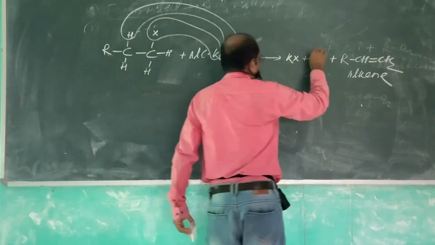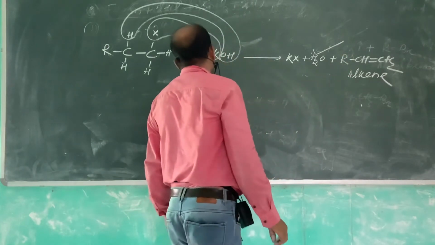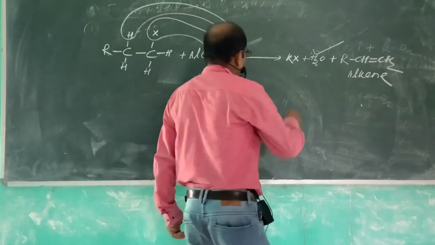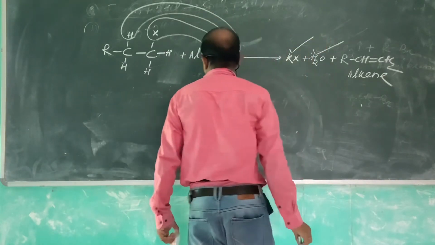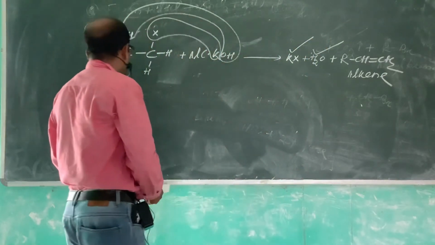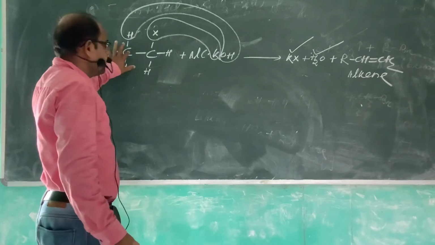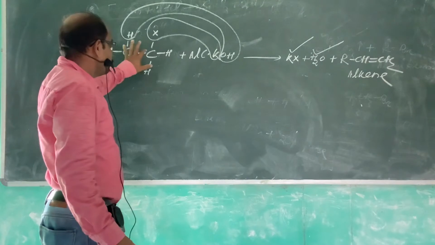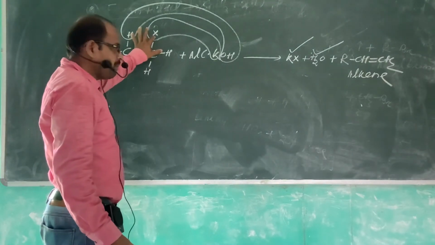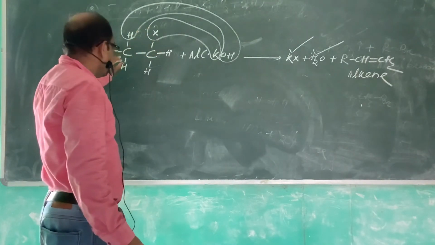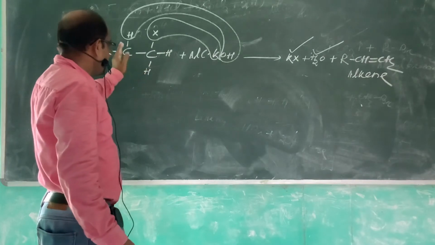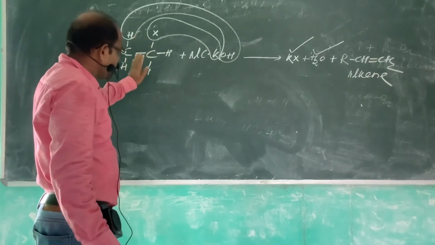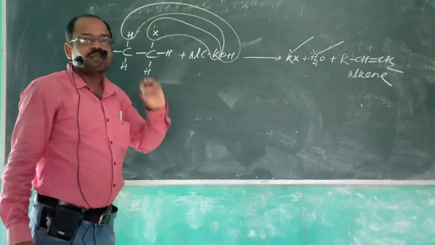Hydrogen will be removed in the form of water, and the halogen will be removed in the form of potassium halide. Due to loss of a hydrogen atom from the beta carbon and loss of a halogen atom from the alpha carbon, a double bond is formed between the beta and alpha carbon. That type of elimination is also called beta elimination reaction.